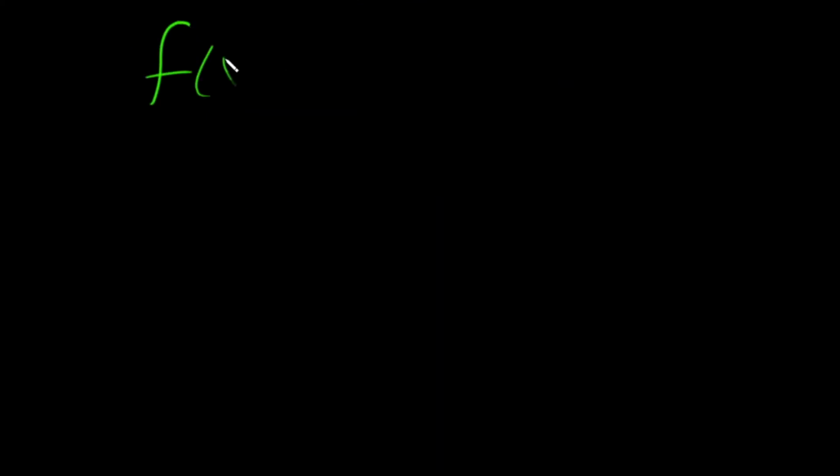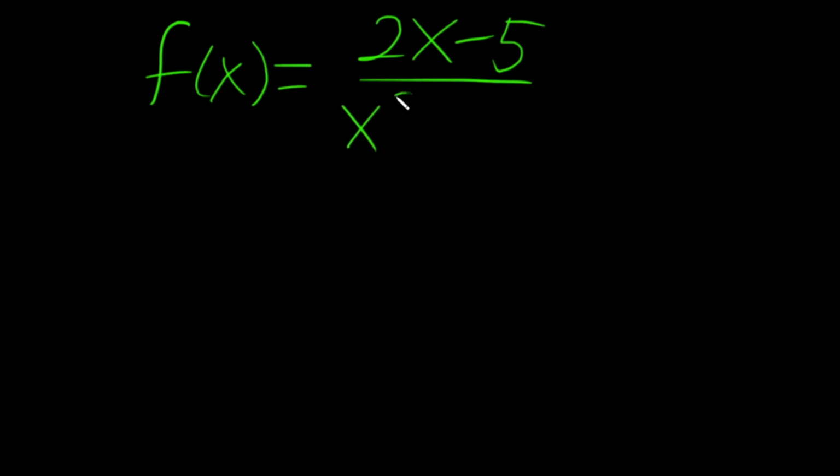Now, what if our rational function looked like this? f of x equals 2x minus 5 over x squared plus 2x minus 8.